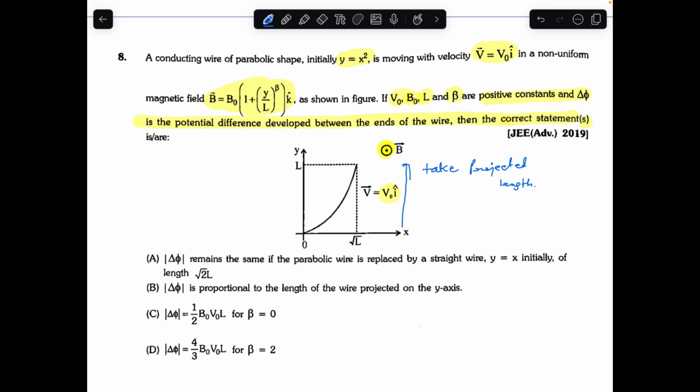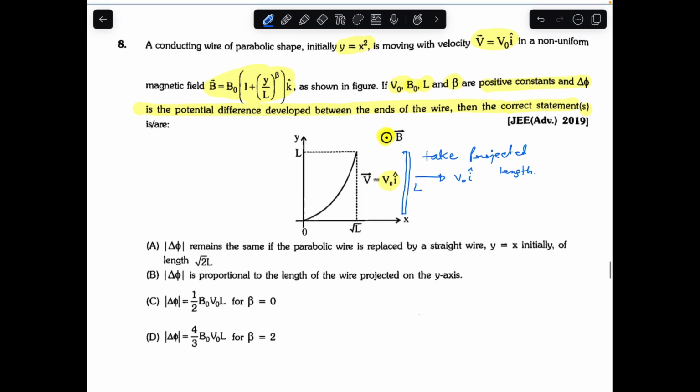Projected length will be what? This is L, right? Because velocity is in this direction, V naught i cap. Okay. So let us see first.